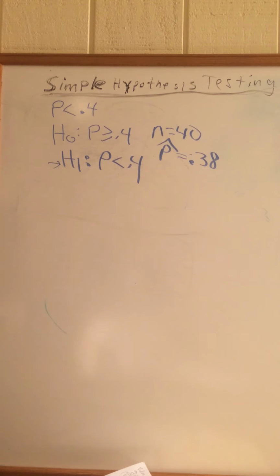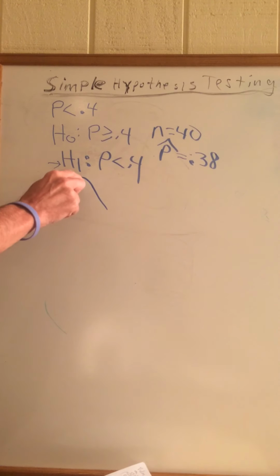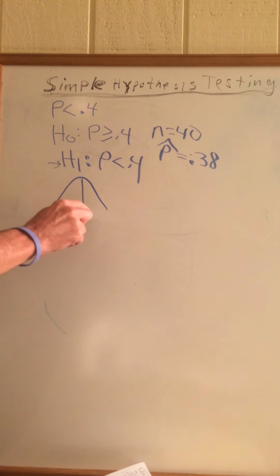Well, let's check it. And again, I'll assume that you have a basic understanding of probability and probability distributions, so I won't review a lot of the fundamental stuff that you learn in probability. So we know we have a normal distribution. Our null hypothesis is 0.4.